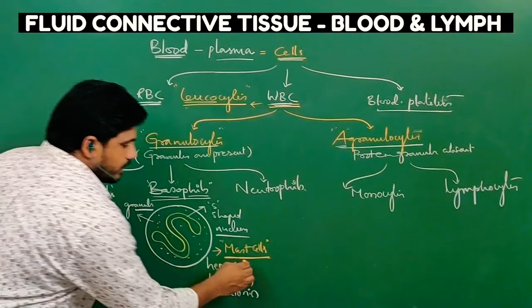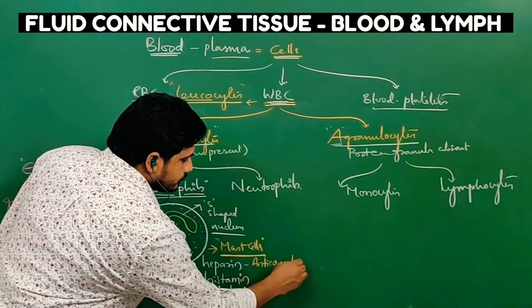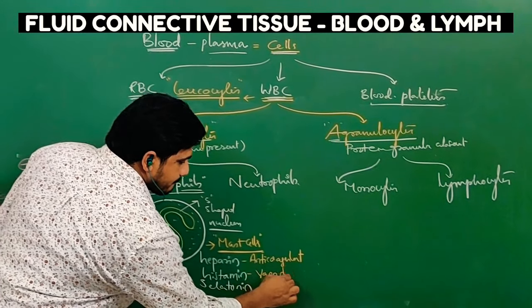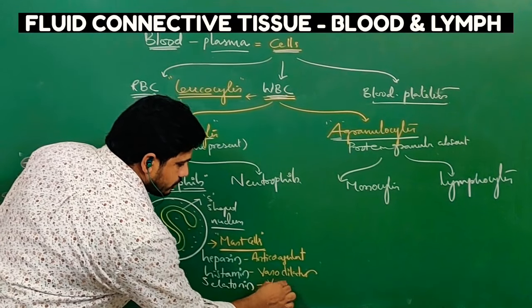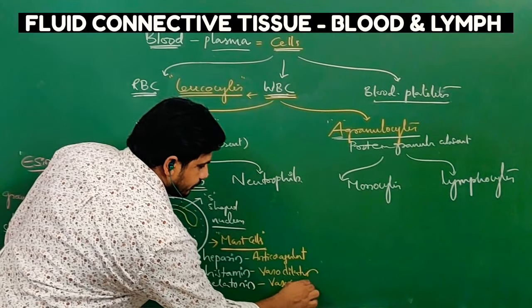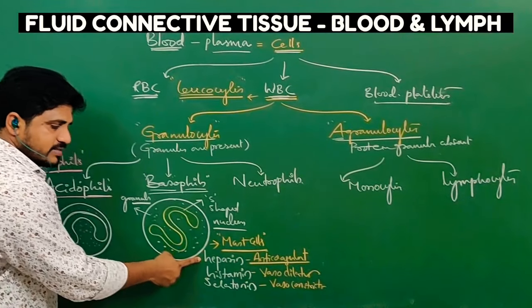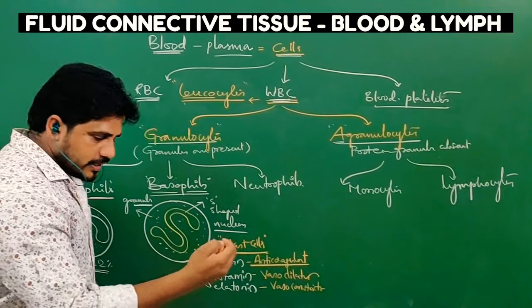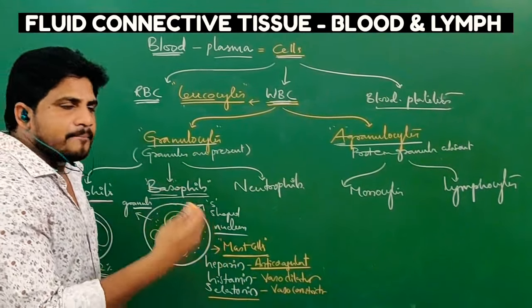I already told you that heparin is an anticoagulant, histamine is a vasodilator, and serotonin is a vasoconstrictor. Heparin helps to prevent blood clotting inside the blood vessel. Histamine acts as a vasodilator. It helps to reduce the blood pressure. And serotonin acts as a vasoconstrictor. It helps to increase the blood pressure.